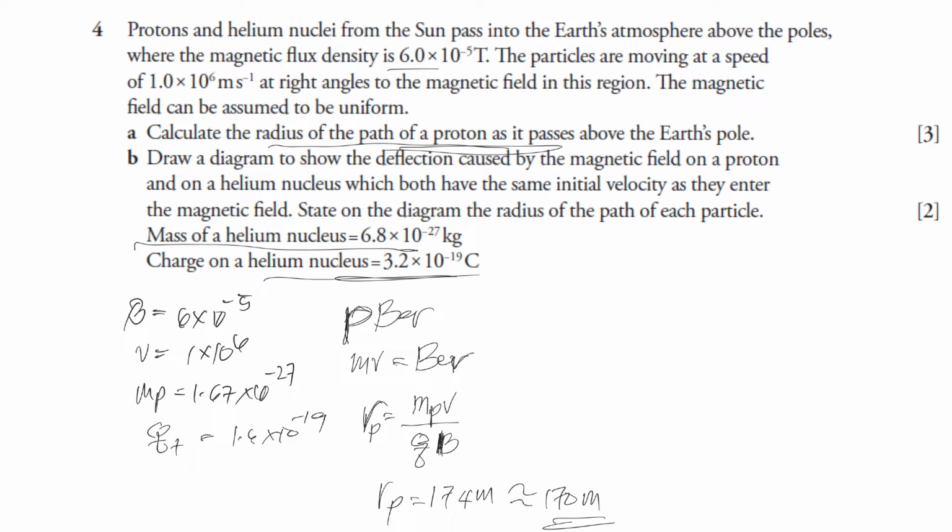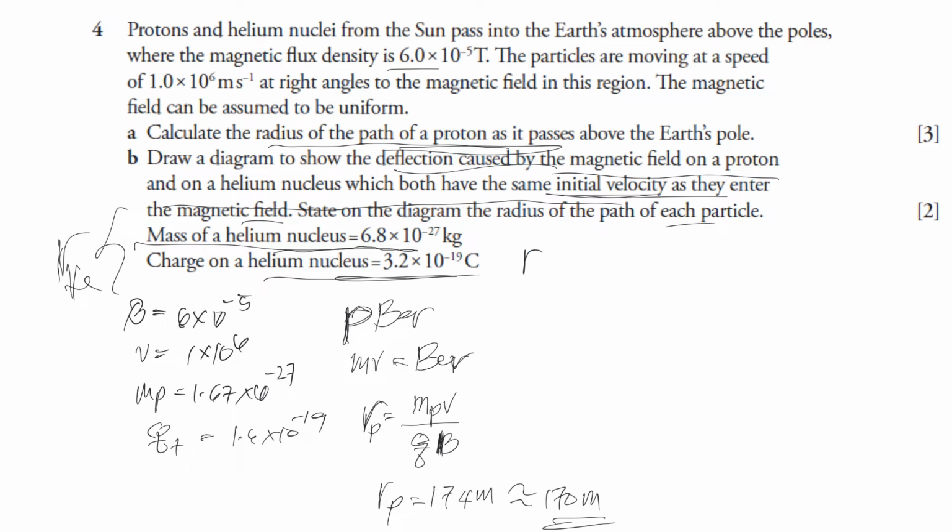Second one is that do the diagram to show the deflection caused by the magnetic field on a proton and on a helium nucleus, which both have the same initial velocity and magnetic field. State the diagram radius path by each particle. So it means we need to calculate the radius of the helium. Okay. The mass of the helium here is 6.8, and the other one is 1.67. So this is 4 times as big as this.